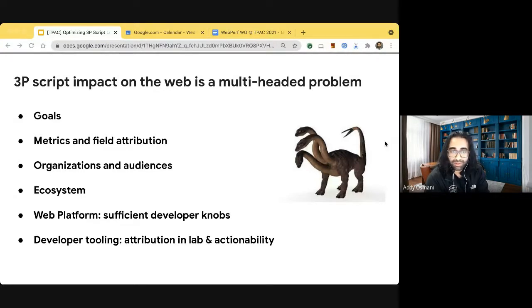So we're going to talk about two dimensions to this problem space today. Pat is going to kick us off talking about resource ordering and a little bit more about what we could be doing on the platform side. And then I'm going to be talking a little bit about a few ideas for what we could be doing on the browser side to improve the defaults for folks who are using third parties. Pat, do you want to take over?